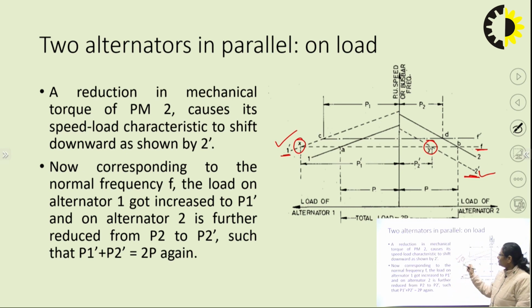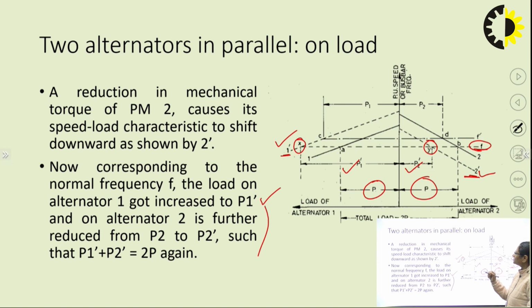P1 dash is the new operating characteristic of alternator 1, and what we see over here corresponds to the normal frequency f. The load on alternator 1 increased to a value of P1 dash, and the load on alternator 2 is further reduced from P2 to P2 dash.